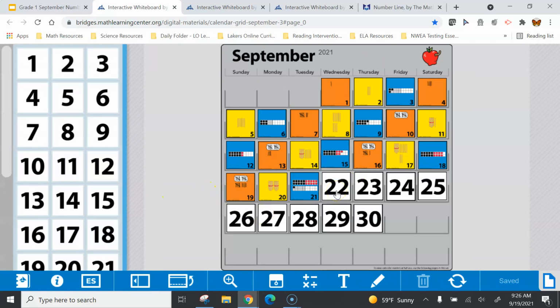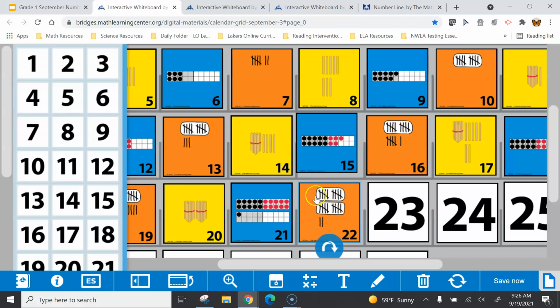Wow, what color will it be and what will be on that card? Let's find out. Whoa, we have on today's calendar a group of 10 here and another group of 10 here using tally marks. Plus, we have two extra to make 10. 15, 20, 21, 22 tally marks. Amazing. If you guessed the color orange, you were right.